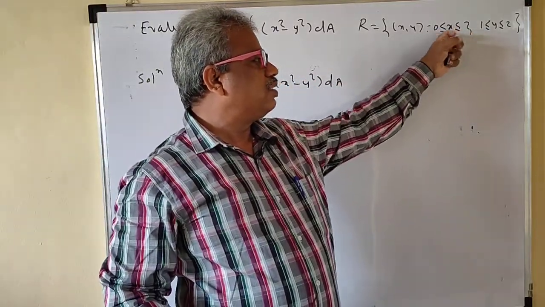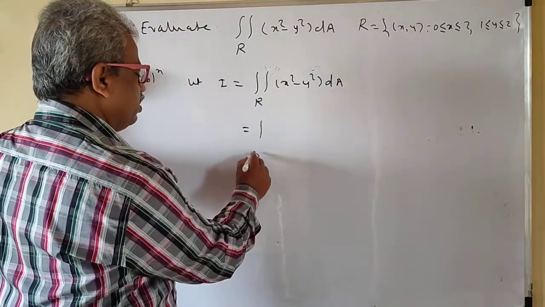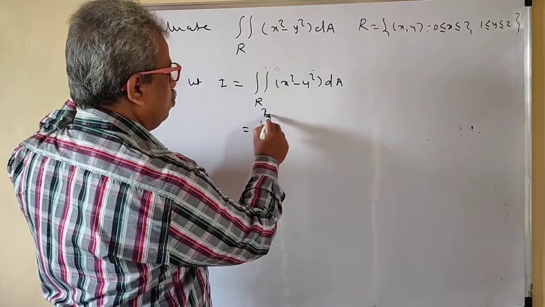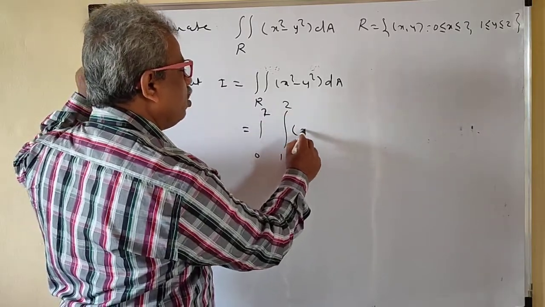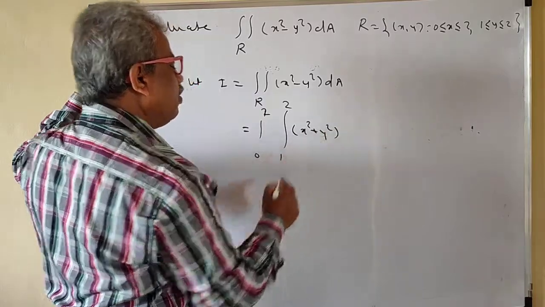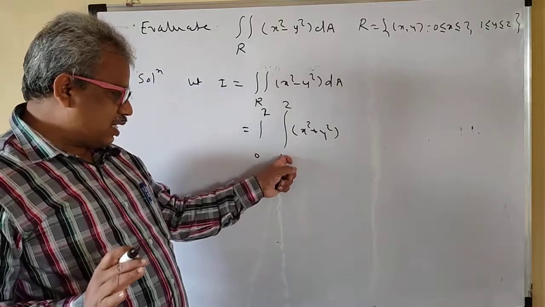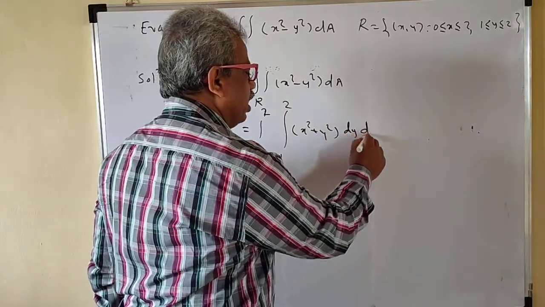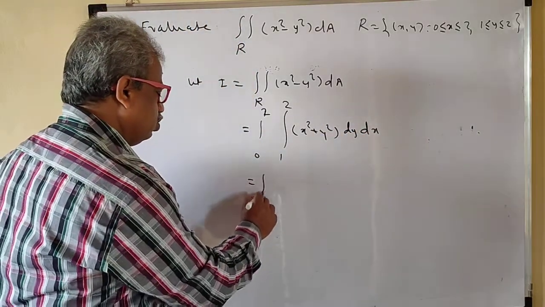The limit of x is 0 to 2 and the limit of y is 1 to 2. So I write the first limit as x, 0 to 2, then 1 to 2 for y. Now I have written the limits, so the order of dx and dy is important. These are the limits of y, so I will write dy first and then dx, with x from 0 to 2.